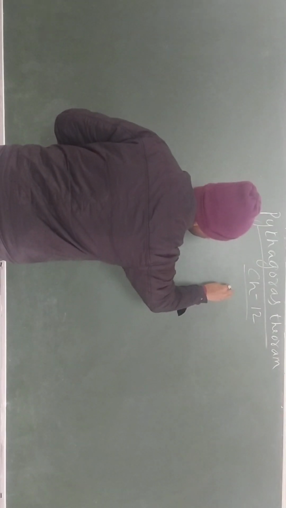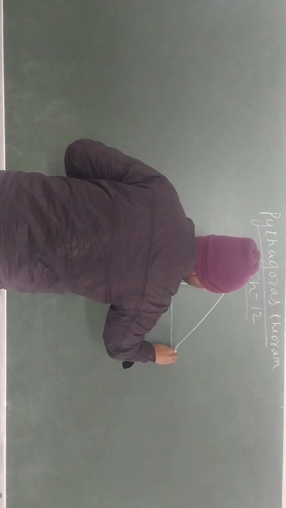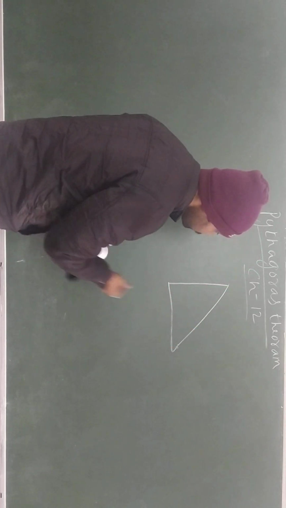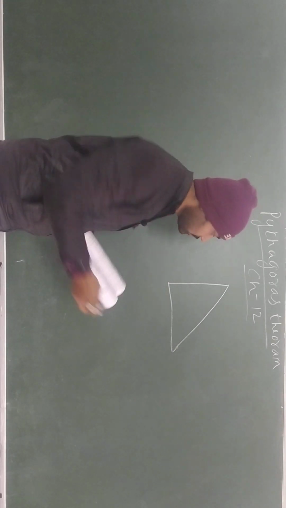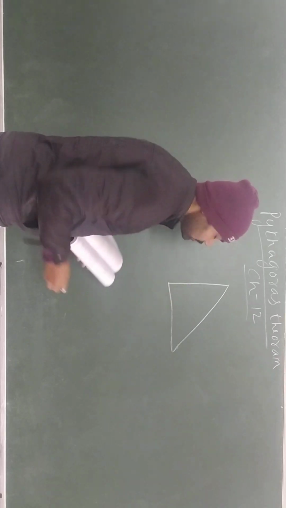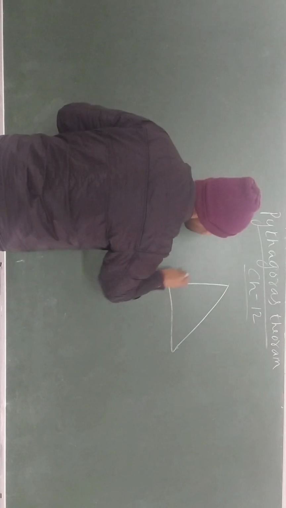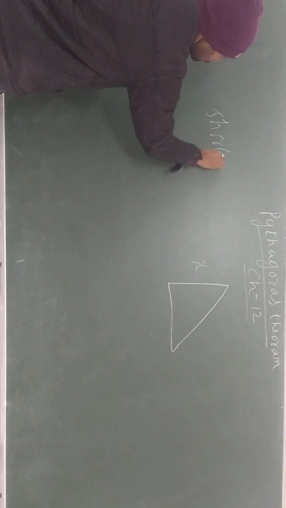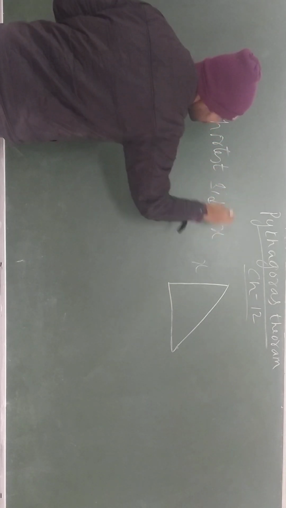So first we will draw the figure. We have to assume any side as the shorter side. In between these two sides we can assume any side as the shortest one. So we have assumed, suppose this is x, the shortest one. So we will write shortest side is equals to x.